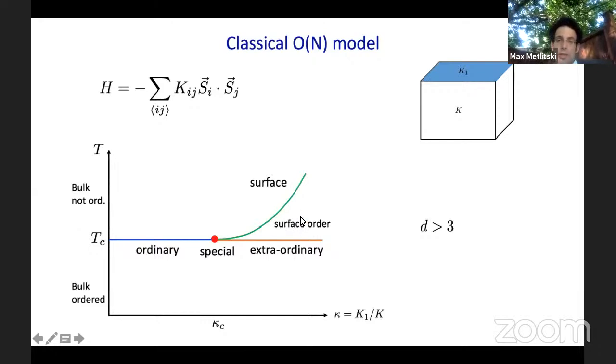And then, as you keep lowering the temperature, at some point you cross the bulk ordering transition. So here the bulk orders in the presence of a boundary which is already ordered. This is known as the extraordinary universality class, and we will come back to it in a second. And finally, there is this special transition, which is a multi-critical point, separating the ordinary and the extraordinary. So ordinary, special, and extraordinary are three boundary universality classes as long as the bulk dimension d is greater than 3.